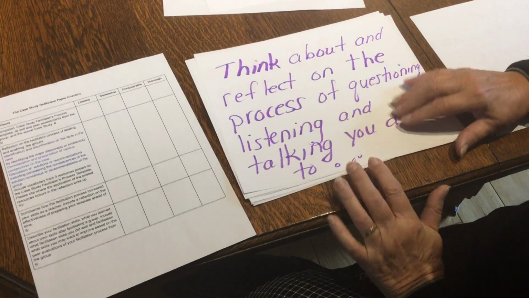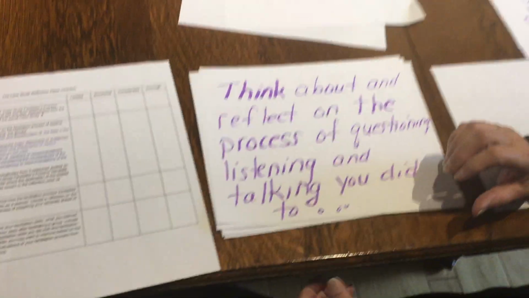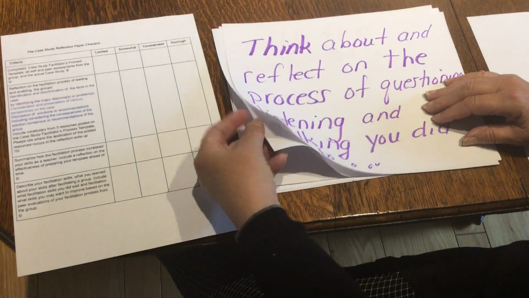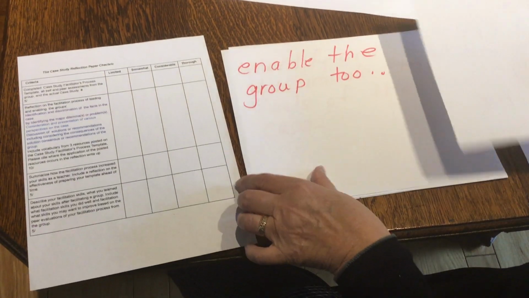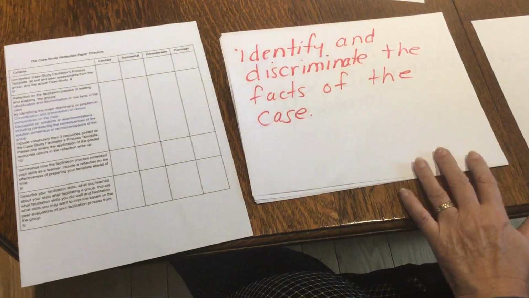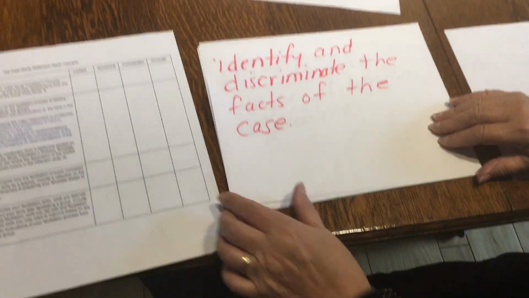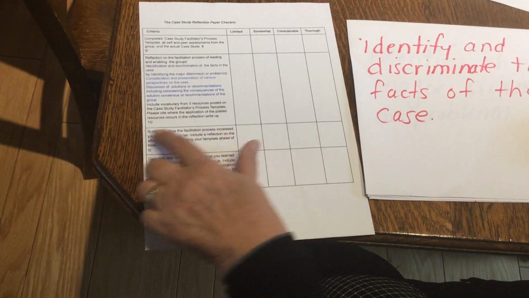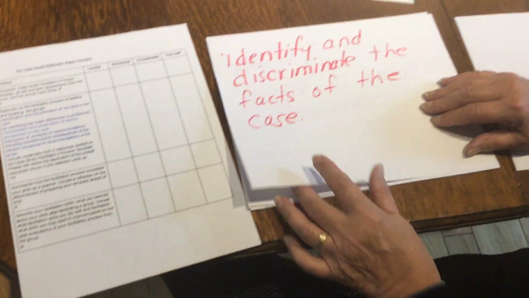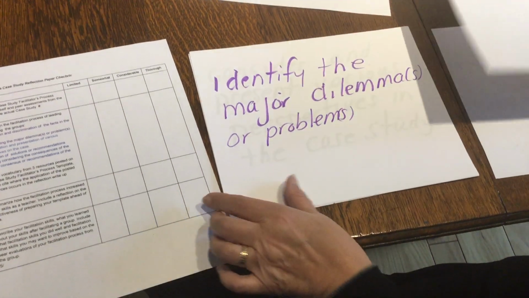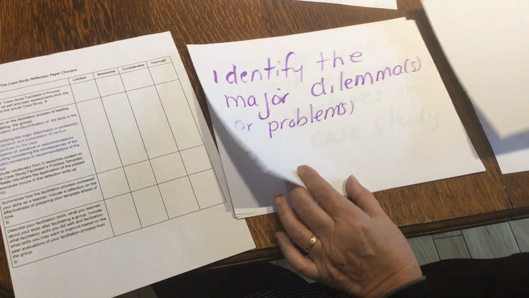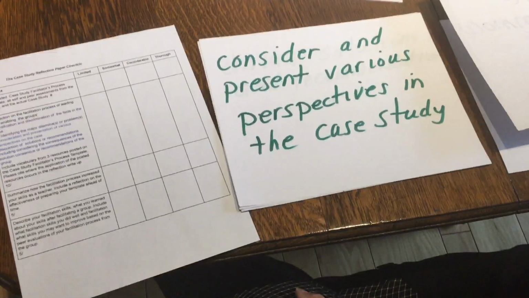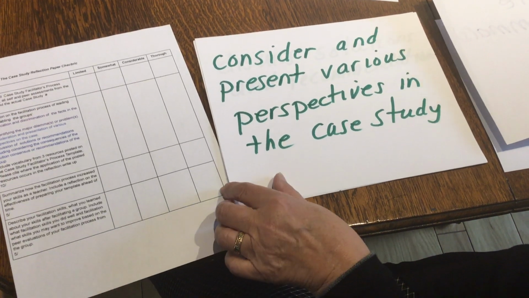Then you're going to think about and reflect on the actual process you did to facilitate, the questions you asked, how you listened, how you talked, to help the group to identify and discriminate the facts of the case. And that's in the second section of the rubric, and this is all worth 10 marks, what I'm going through now. Also help the group identify the major dilemmas or problems in the case study. What facilitation techniques and listening and questioning did you do to help the group consider and present various perspectives in the case study?